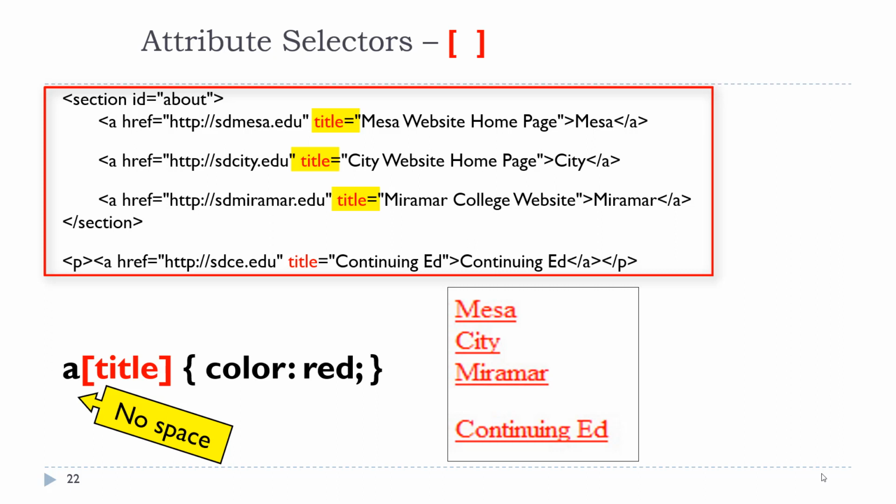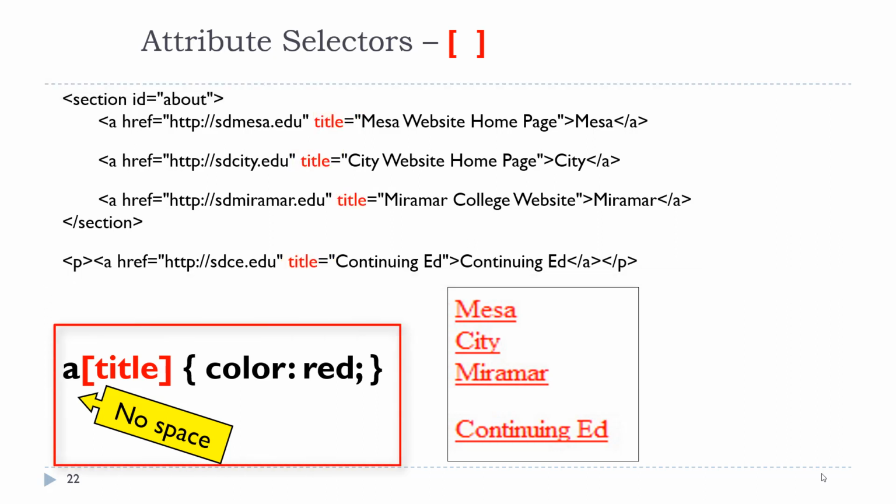We also have a P element. That P element also has an A element inside it. They all have a title attribute. We can use that title attribute as a selector to identify where that style rule will be applied.